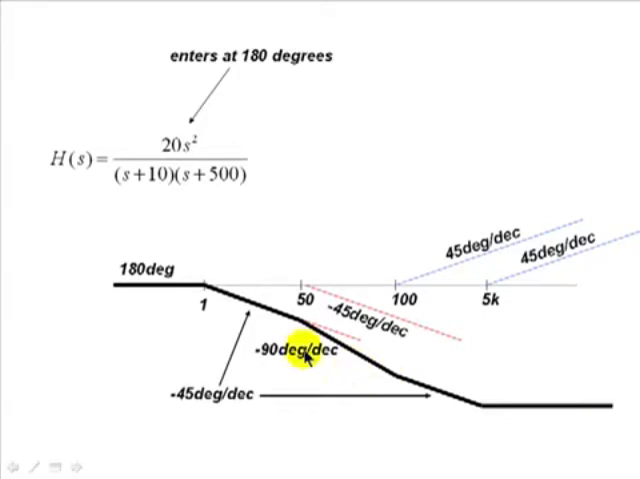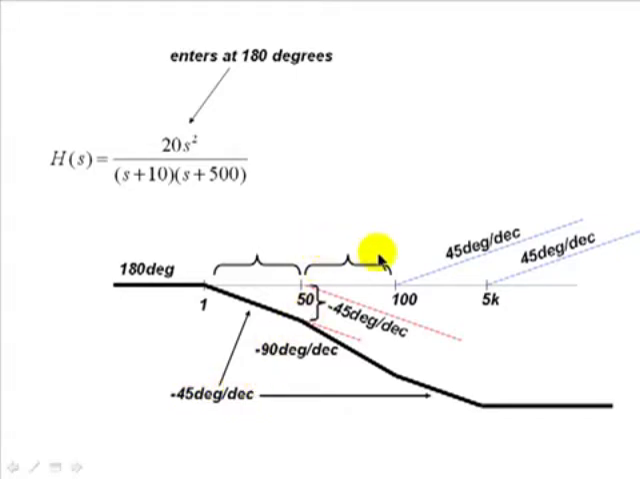Let's compute now the values at different knee points. 180 degrees at 1 radian per second. Well, how many decades are between these two? That would allow us to compute the slope here, because we know the slope, 45 degrees per decade.